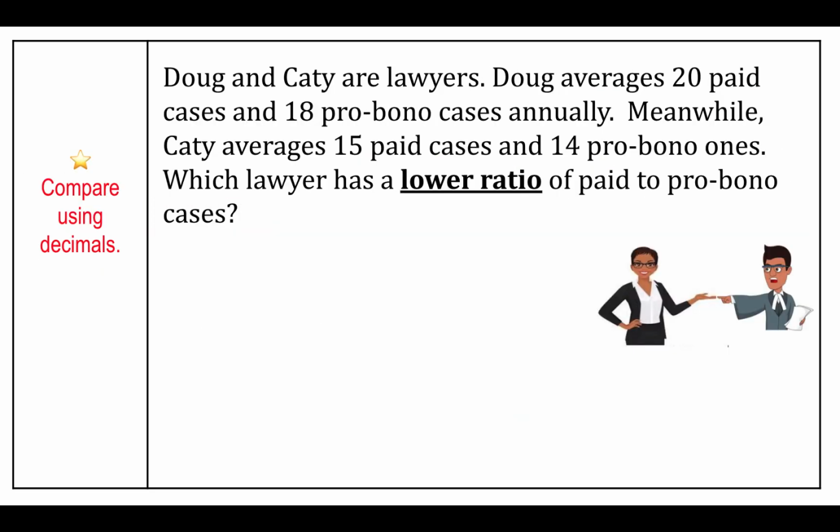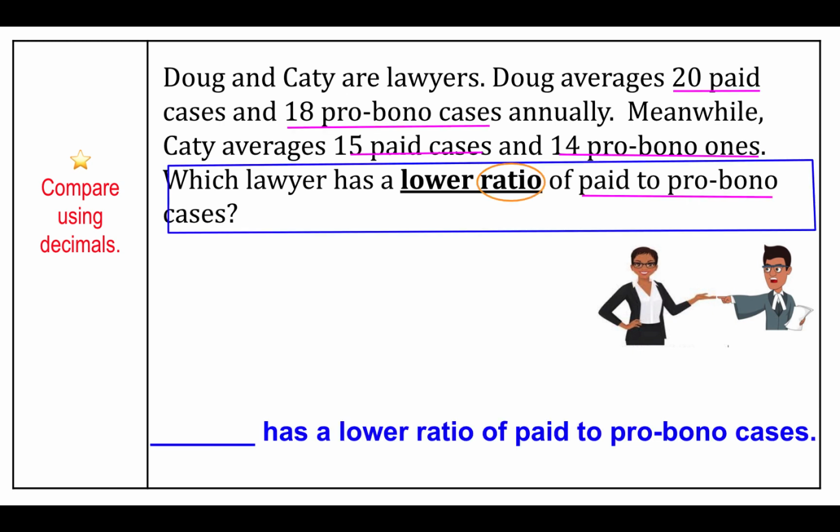Pause the video and you work on this one. Come back and check your answer with mine. If you're not sure what the word pro bono means, that's where you're taking on a case and you're doing it without charging any money. So we want to see who had the lower ratio of paid to pro bono. That order matters. The number that goes with paid cases needs to be on top. The number that goes with pro bono cases needs to be on the bottom.